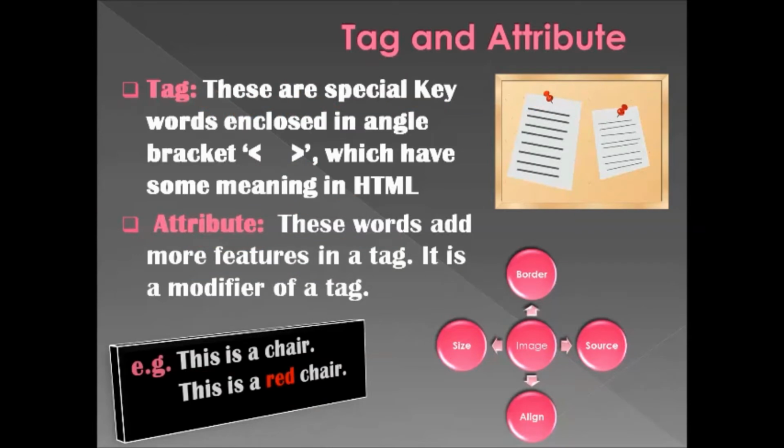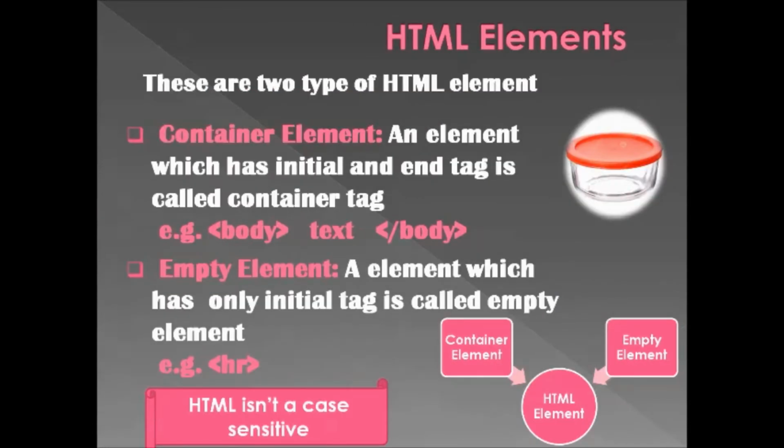Now let us move to the next topic, which is our HTML element. When we talk about the HTML element, we have two types of HTML element. First one is the container element, second one is the empty element. Container element, just see here this picture. Here we have one container which helps us to contain anything. Okay, so in a container element we have an initial tag which is enclosed inside an angle bracket. Next we have an empty tag.